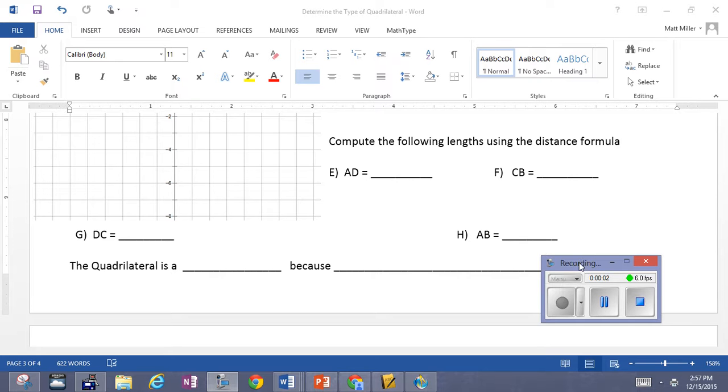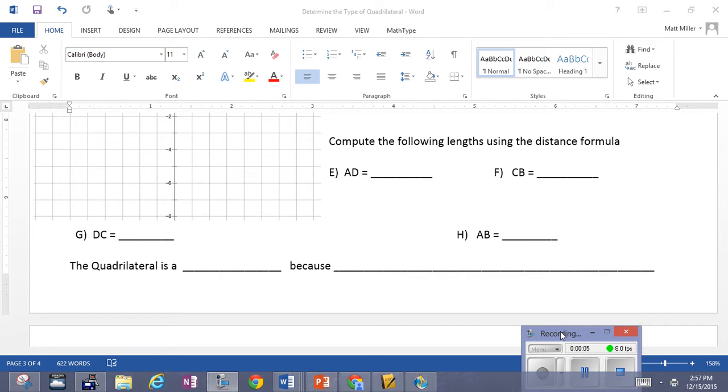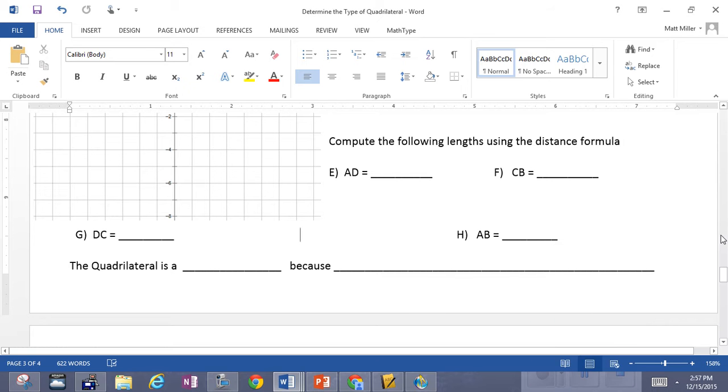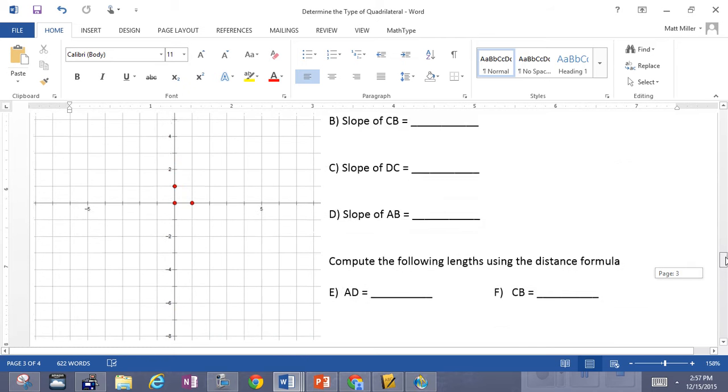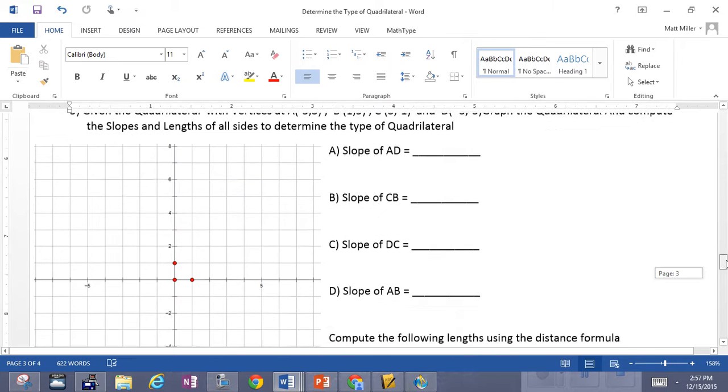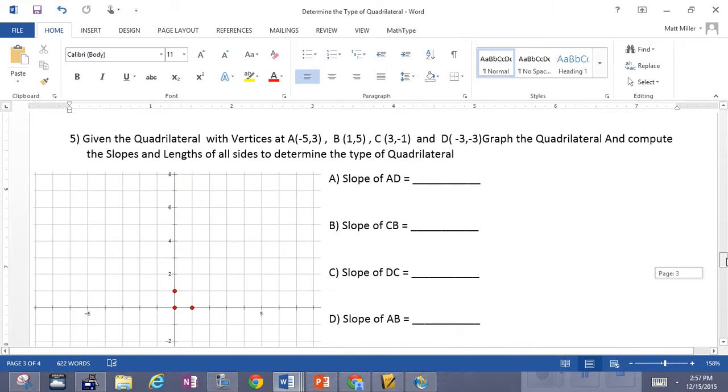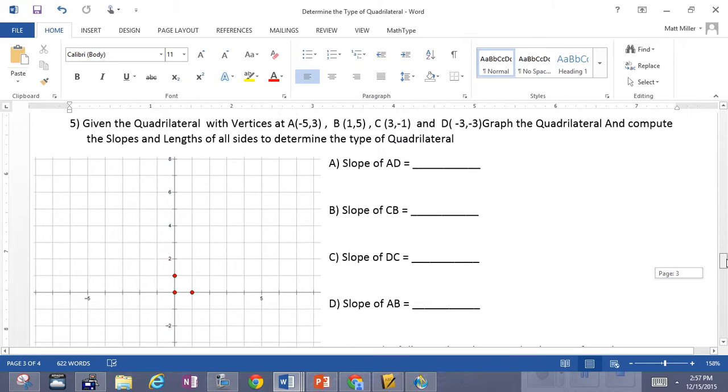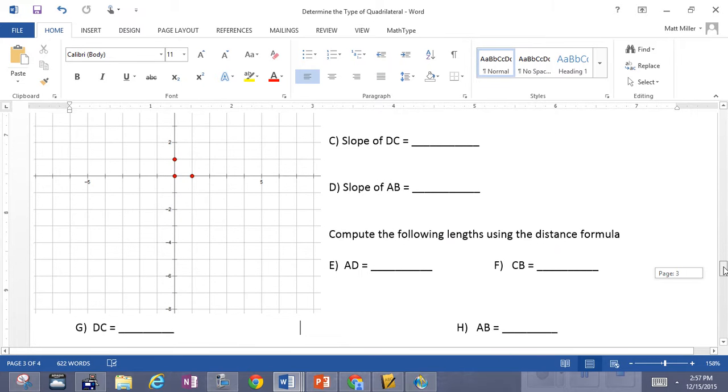All right, guys, now what we're going to do is go back to applying some of the algebra to determining the type of quadrilateral that we're dealing with. Here is an example problem. I give you the coordinates of the points which determine a quadrilateral, and I ask you to determine what type of quadrilateral it is, okay?